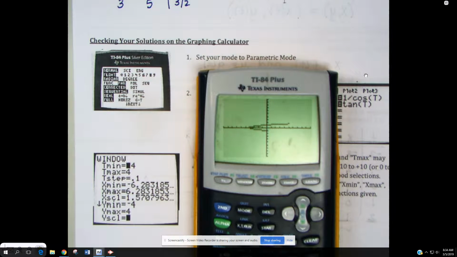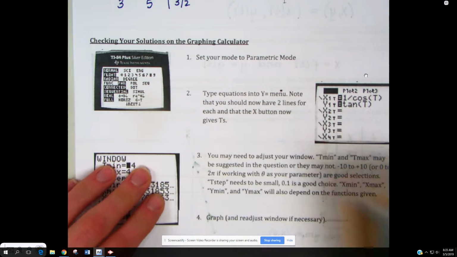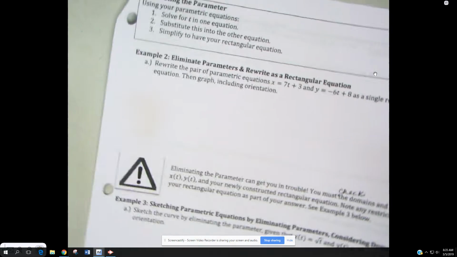You won't be able to use your graphing calculators necessarily on the chapter test, but when you move into BC Calculus, you'll do calculus with parametric equations, and it's important for you to see them on here and to know. The other good thing is you can check your work. So if you're stuck on something and you can't figure out what it looks like, you could use your calculator hopefully to help you get through that.